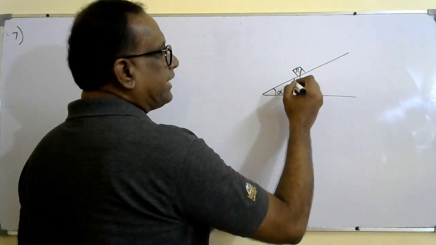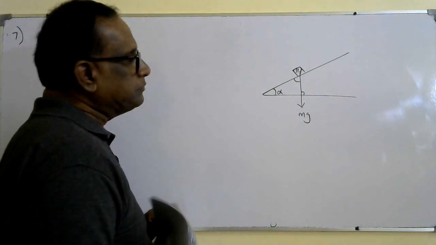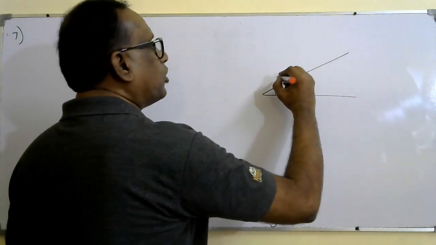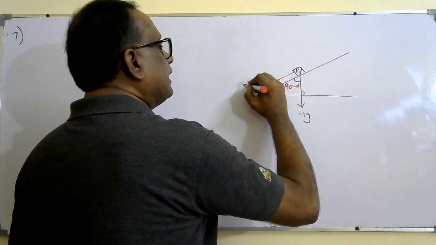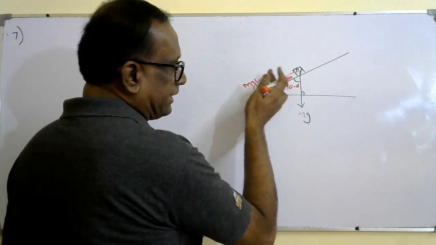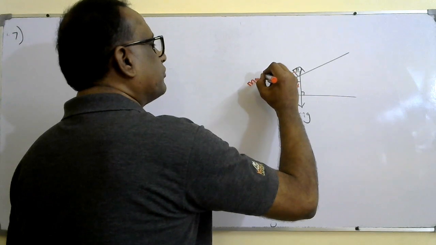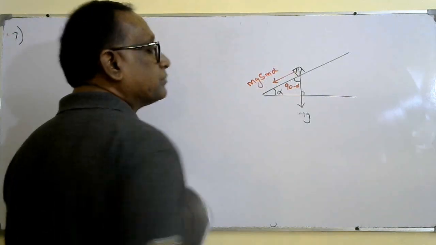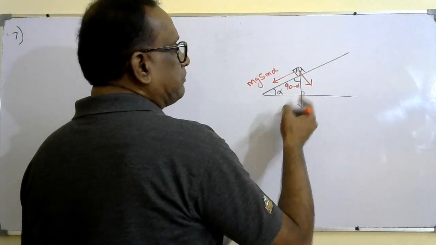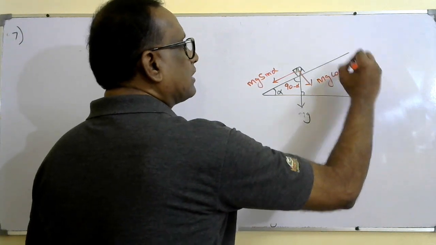We can resolve the weight along the plane. The component of the weight along the plane will be mg cos(90 minus alpha), so cos(90 minus alpha) gives mg sin alpha. Remember that: mg sin alpha is the component of the weight along the plane, down. The component of the weight perpendicular to the surface is mg sin(90 minus alpha), that is mg cos alpha.